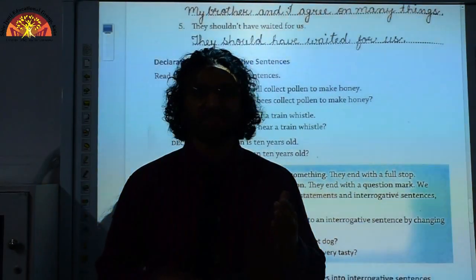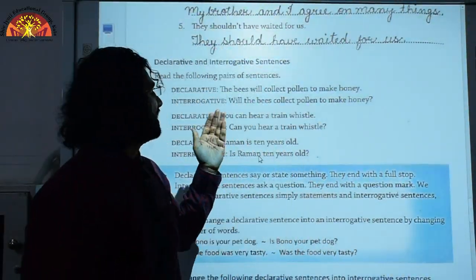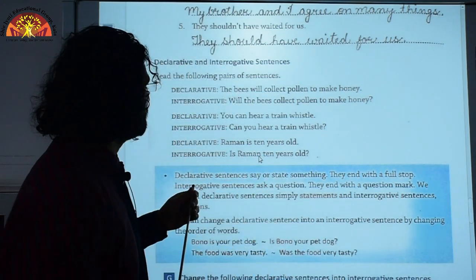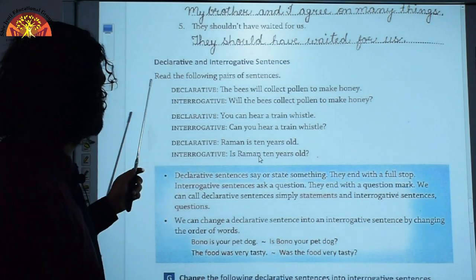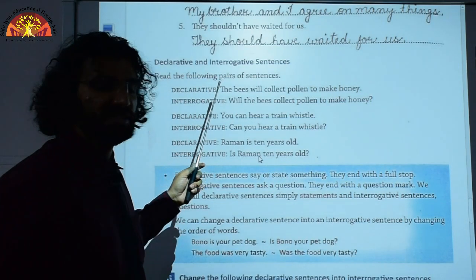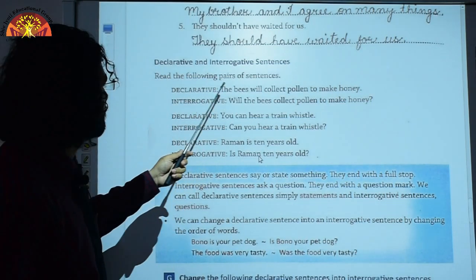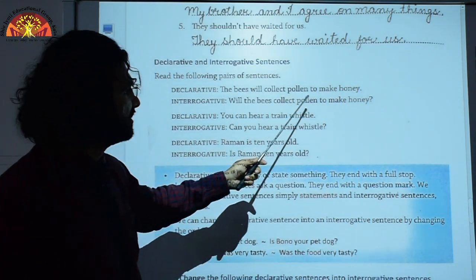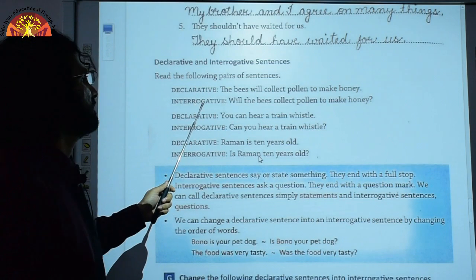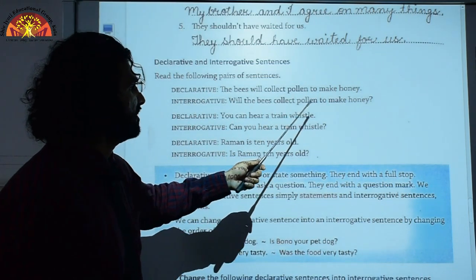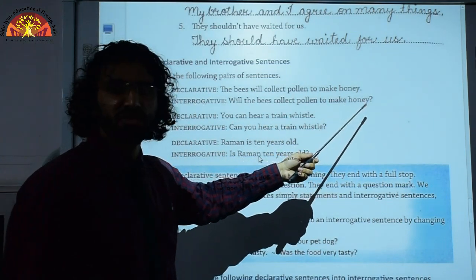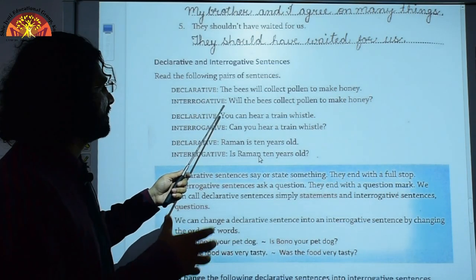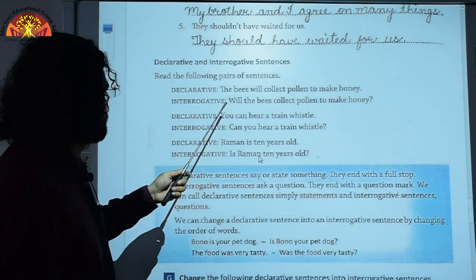The next exercise will be about declarative and interrogative sentences. Although we have gone through them before, we are going to revise them so that we are able to do the exercise in an easy way. Read the following pairs of sentences. Declarative: the bees will collect pollen to make honey. Interrogative: will the bees collect pollen to make honey? So what are we doing here? We are taking a declarative sentence, and in the second one we are converting it into an interrogative one.